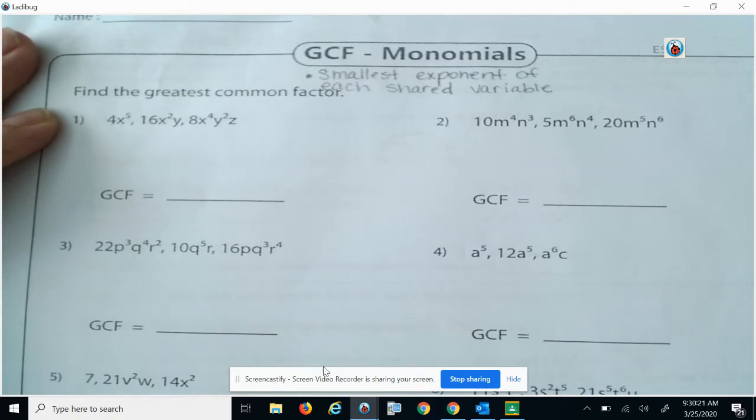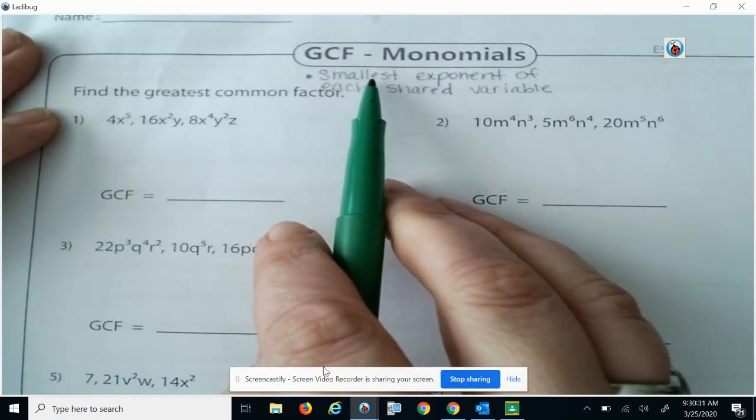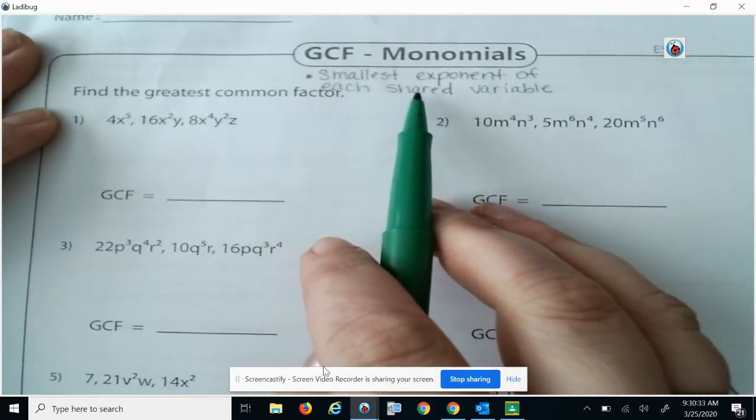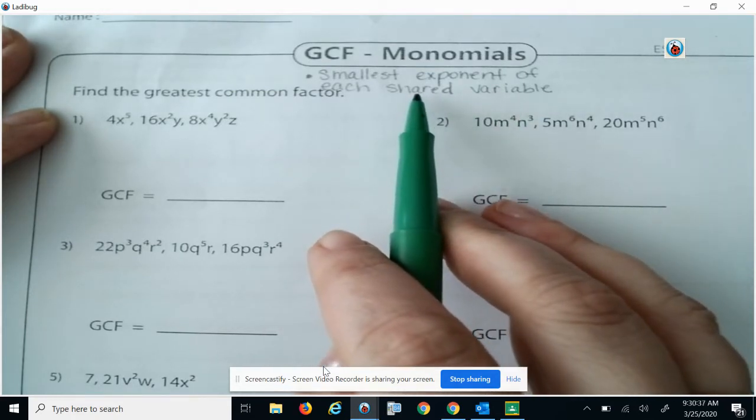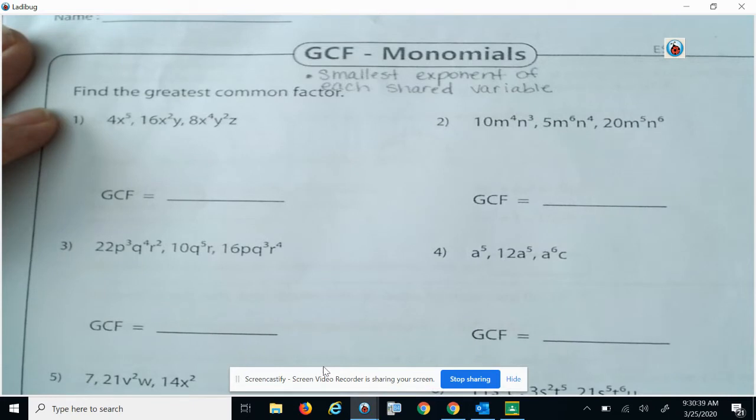Okay. So to find the GCF of a monomial, we're going to do the same thing we did with our numbers. Find the GCF of the numbers, or the coefficients, and then we're going to find the smallest exponent of each shared variable, because they have to be common, right? So the ones that have the same variable.